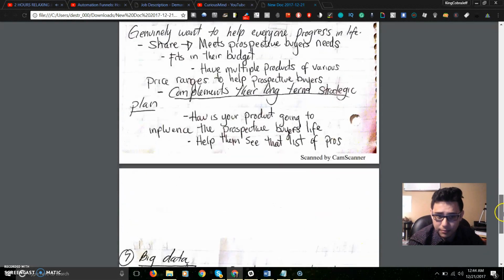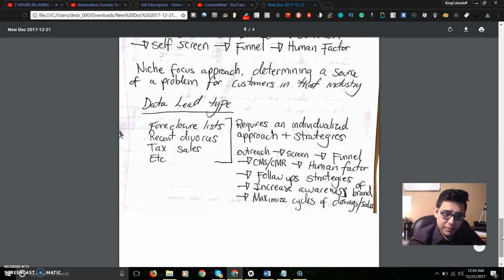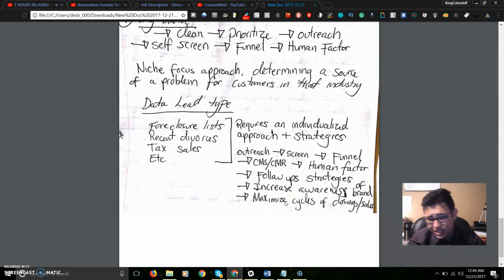Make it easy. Make it a process. And of course, the last one is big data. The big data, it comes down to cleaning data, prioritizing data, letting it self-screen, funnel, and eventually the human factor. And for data, it comes down to the list. So the type of list that you get is what will determine your strategy. So for example, the outreach, they self-screen, funnel, they go through a CRM, human factor, follow-up strategies, increase awareness, brands, and maximizing the cycles of closing and sales. So that would be the biggest goals for big data. And you could also combine all of them together.